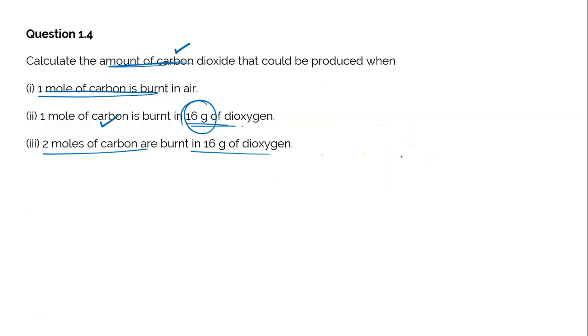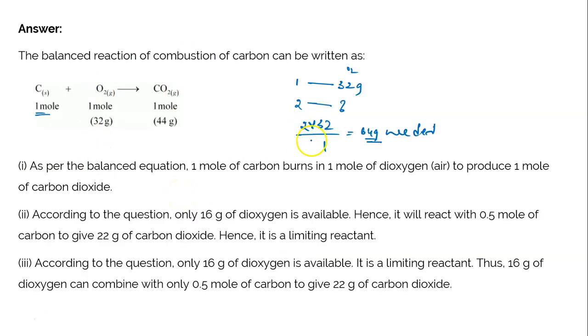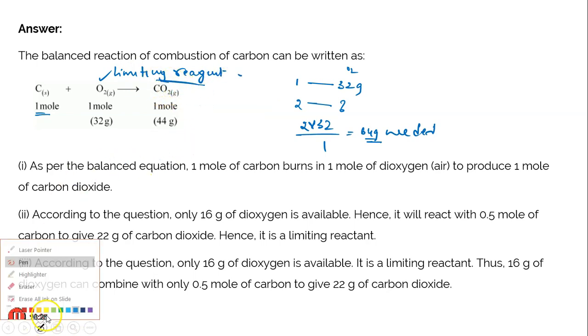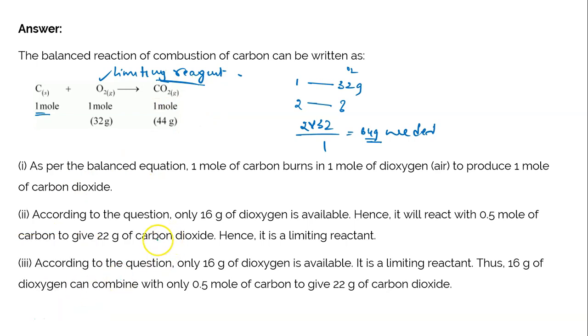Correct? But then look at the question. We are talking about 2 moles of carbon but only 16 grams of oxygen. So oxygen is present in very limited quantity here. So now you call oxygen the limiting reagent. If you remember the concept of limiting reagent, I'm sure you also remember that the product formation happens with respect to the quantity of limiting reagent that is available. So now you need 64, you don't have 64. So oxygen is the limiting reagent. You've got to calculate the amount of carbon dioxide with respect to oxygen.